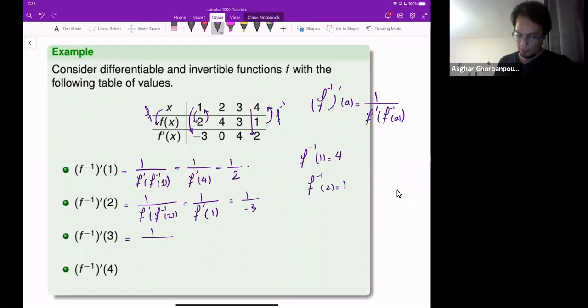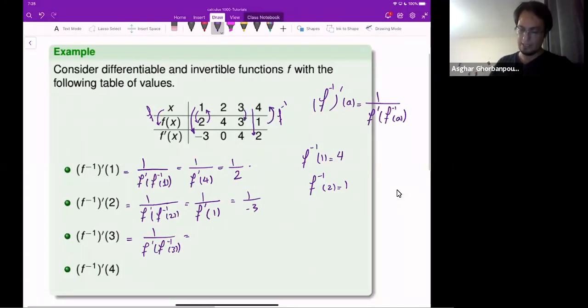For this one, quickly, I will do f prime of f inverse of 3. And we see that 3 is sent to 3. Oops. Then f inverse is going to go backward and send 3 to 3. So it will be 1 over f prime at 3. And f prime at 3 is, you look at here, it is 4. So 1 over 4 is the difference.